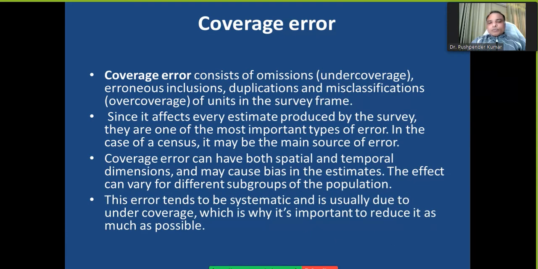This error tends to be systematic and is usually due to under coverage, which is why it's important to reduce it as much as possible. So this is basically coverage. You need to make sure that you cover all representative of the population or the target population you have.